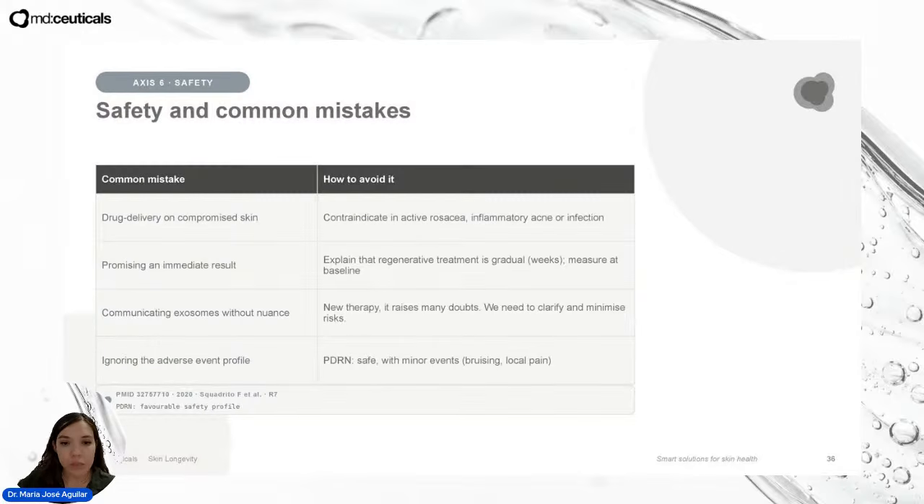And well, try to make your treatment safe. If you are going to do drug delivery, avoid compromised skin, avoid causing an exacerbation, and avoid saying that you are going to have an immediate result, because the patient is going to be mad at some point if they think it's going to be a fast result.